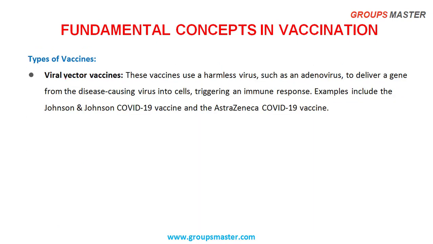Next and last type of vaccine is viral vector vaccines. These vaccines use harmless virus such as adenovirus to deliver a gene from the disease-causing virus into cells, triggering an immune response. Examples are Johnson & Johnson COVID-19 vaccine and AstraZeneca COVID-19 vaccine. These are the types of vaccines.